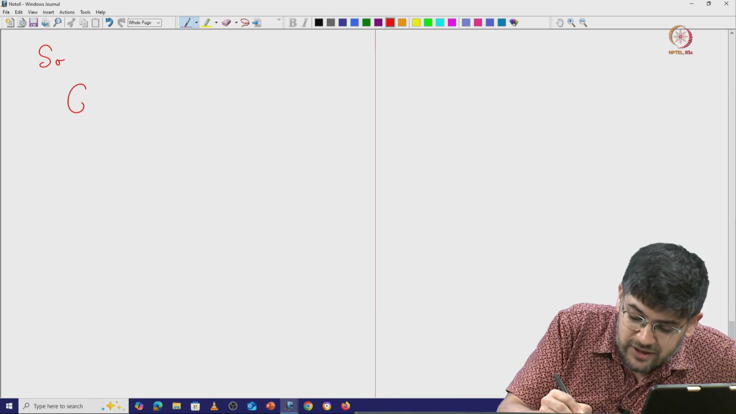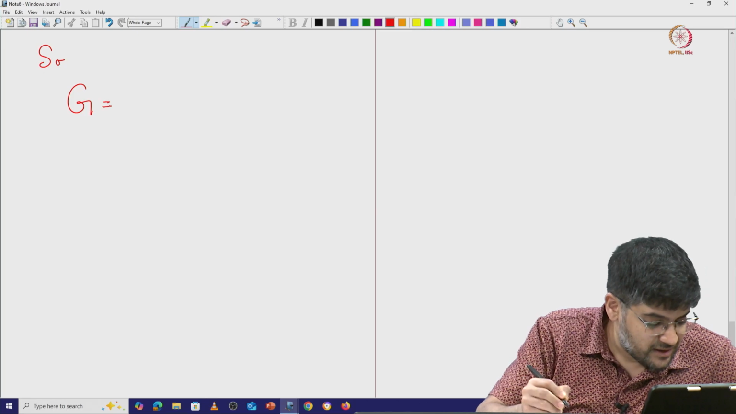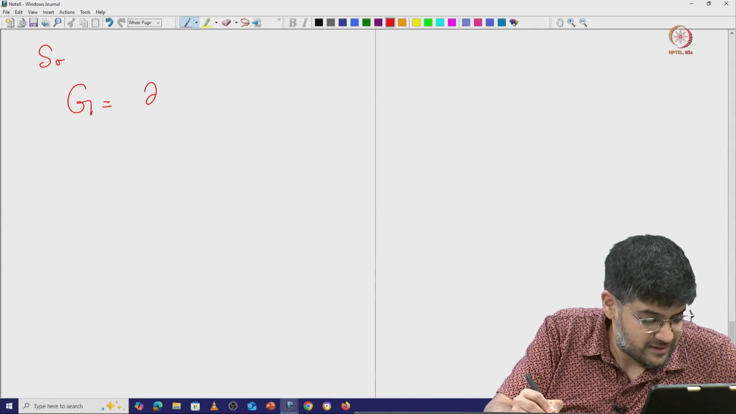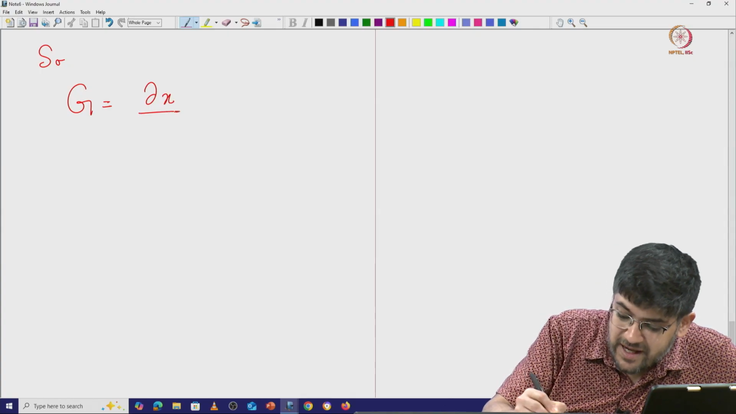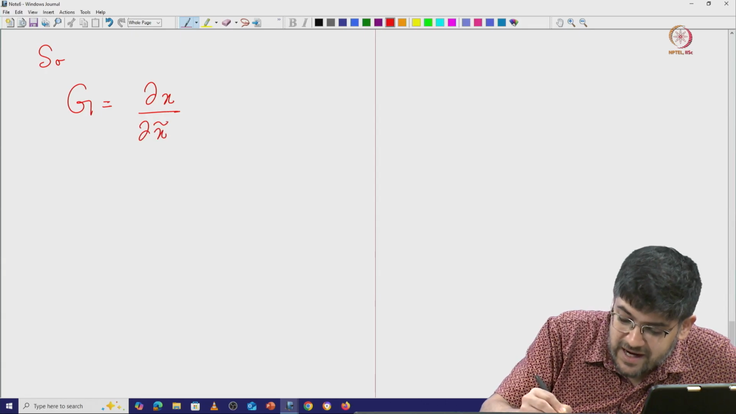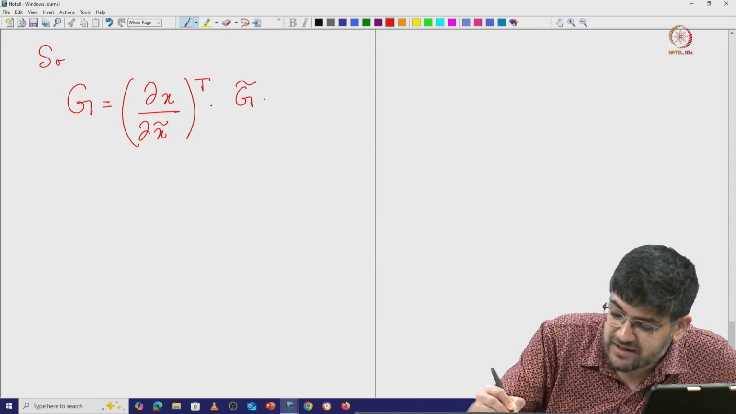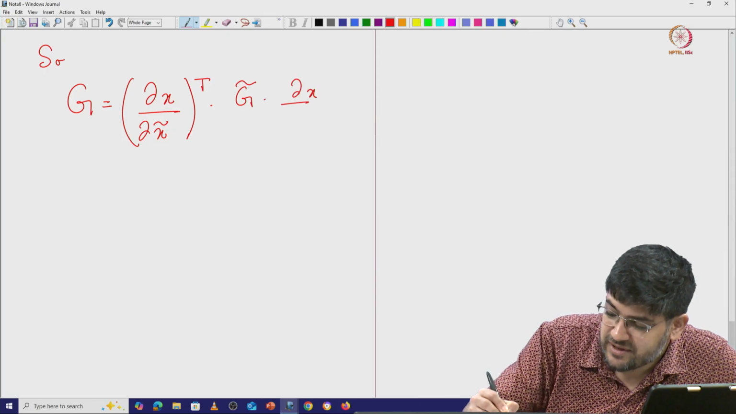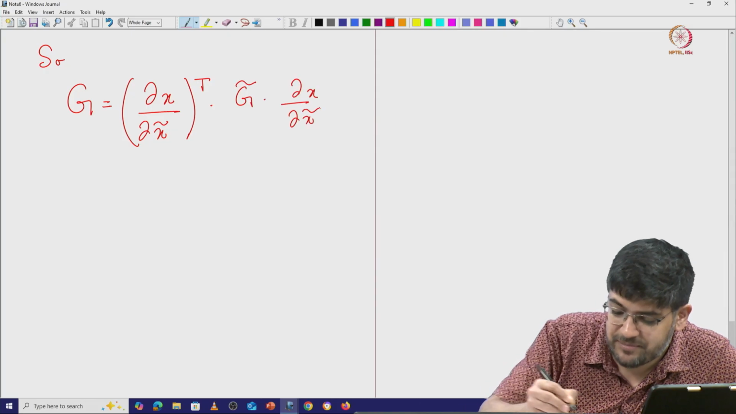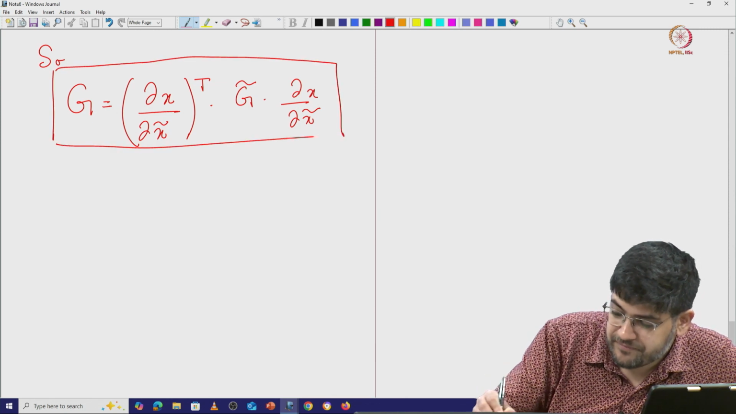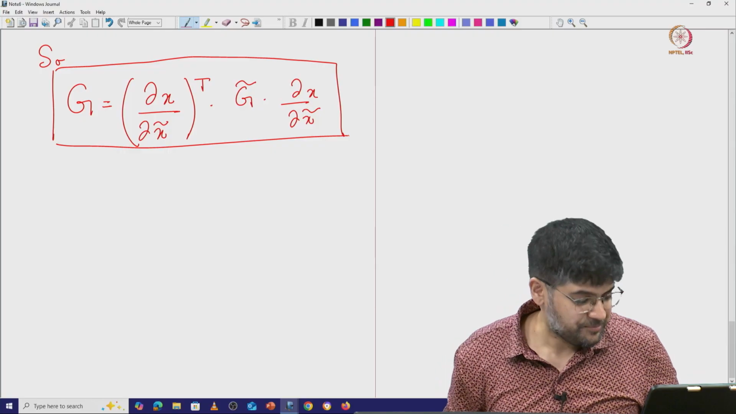So we get the following transformation formula, that G is (∂x/∂x̃) transpose times G̃ times (∂x/∂x̃). Okay.